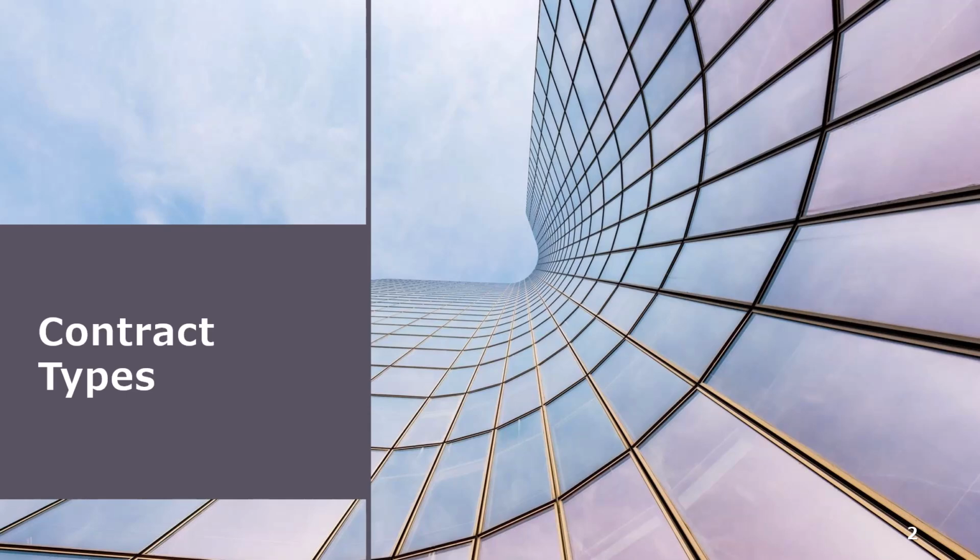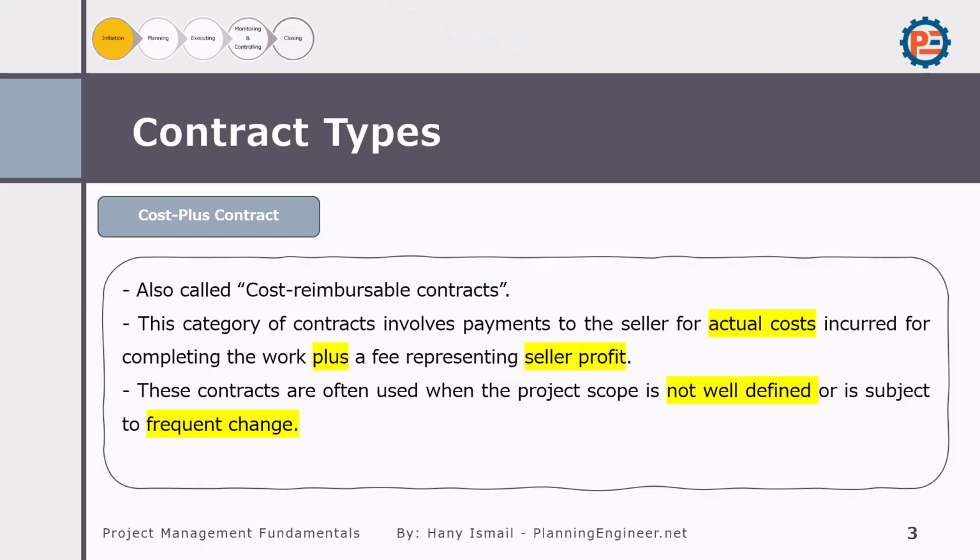Each type of contract serves a different purpose and is suitable for different situations, depending on the project scope and requirements. By the end of this session, you should have a clear understanding of when and how to use each type of contract. The first type of contract we will discuss is the cost plus contract. It is also known as cost reimbursable contract.